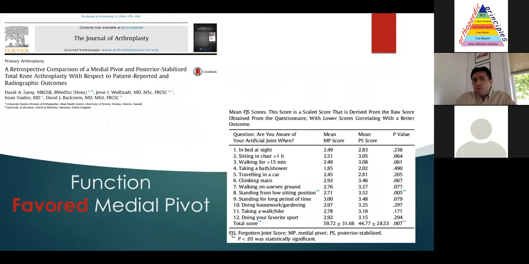So this was a Canadian study, which showed that when you look at the forgotten joint score, when you look at the fact that, are you aware when you have an artificial joint, when doing all these designs, there seems to be a slight preference for the medial pivot group compared to the posterior stabilized group, but it's not completely obvious.